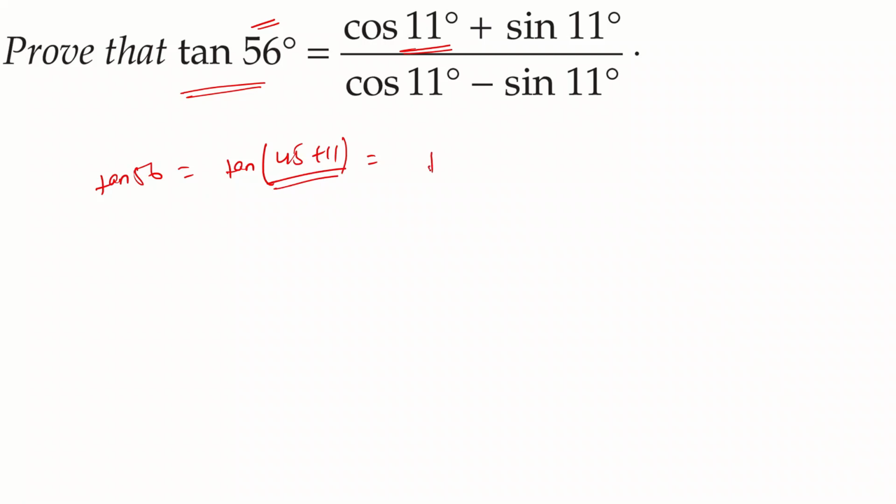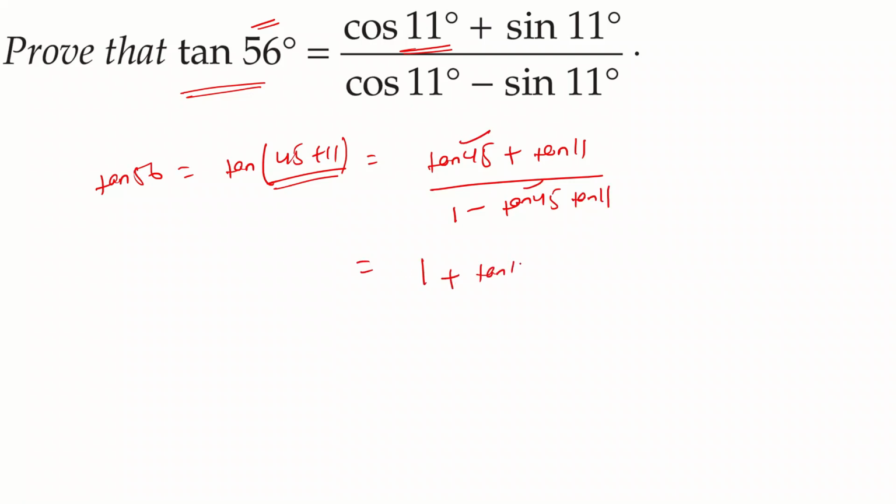So tan A plus B is tan A plus tan B by 1 minus tan A tan B. And see, the advantage of this is that tan 45 is known to you. It's equal to 1, right? So you just put down its value.